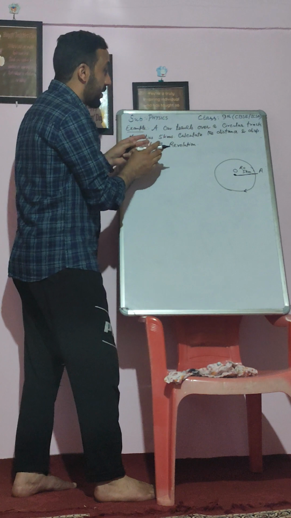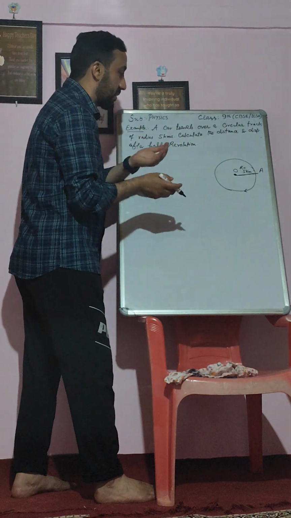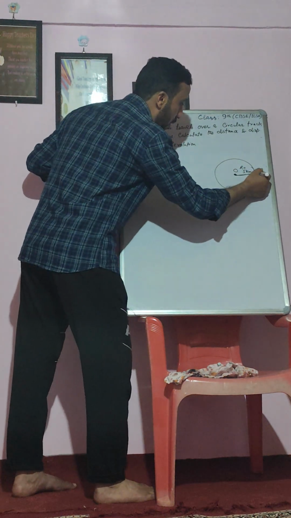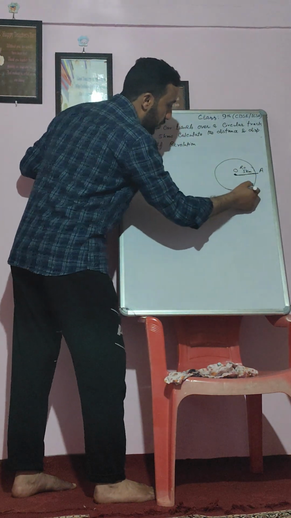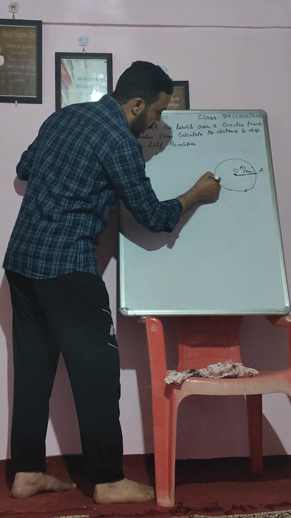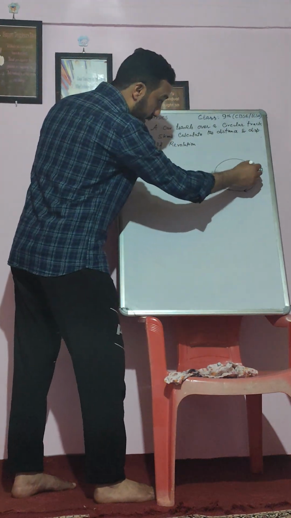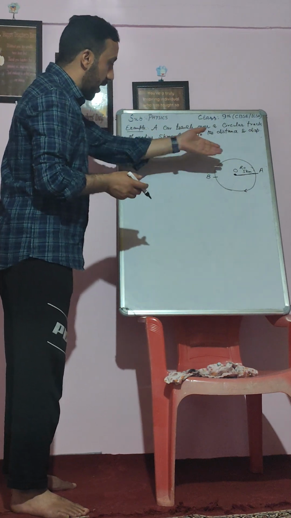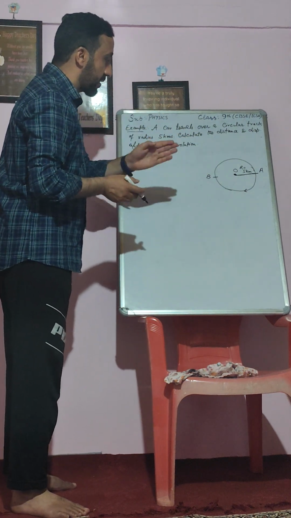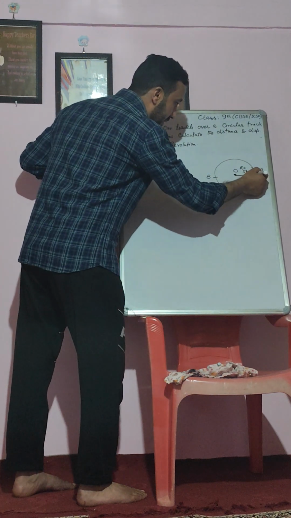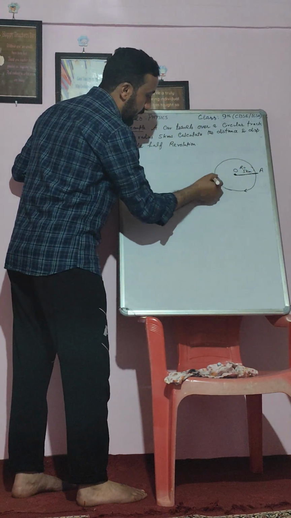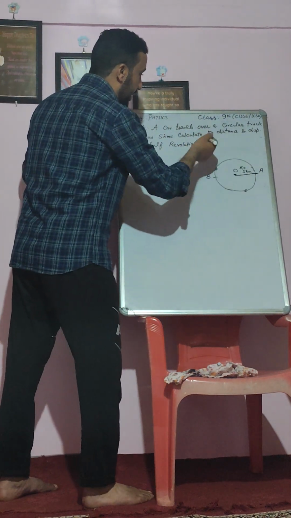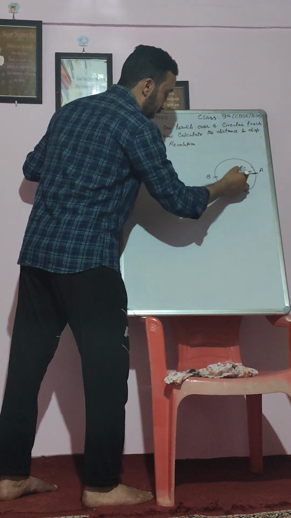Calculate the distance and displacement, but after half a revolution. That means when the car makes half the revolution, it will definitely reach point B. From point A to point B is exactly half the revolution. The car starts its journey from point A and finally reaches point B. So you have to calculate the distance and displacement from point A to point B.